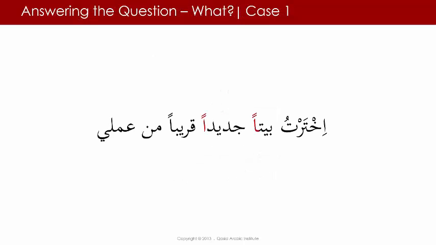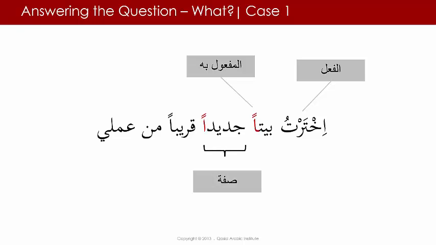So here we have case one, and we're going to look at four different cases in which the mansub case answers various questions related to the verb. So here we have اخترت بيتا جديدا قريبا من عملي. اخترت, I chose, is الفعل, the verb. And then we have بيتا is our مفعول به, which is the object of the verb. And جديدا is our صفة or our adjective describing بيتا. So it follows بيتا in its case, in it being mansub, and in indefiniteness. I chose a new house near my work.